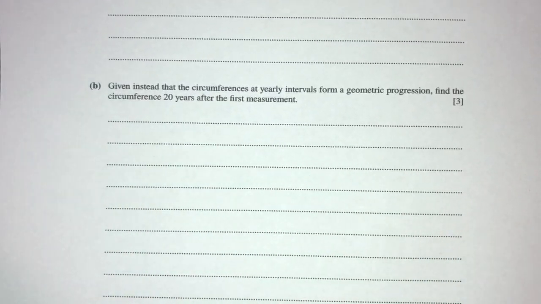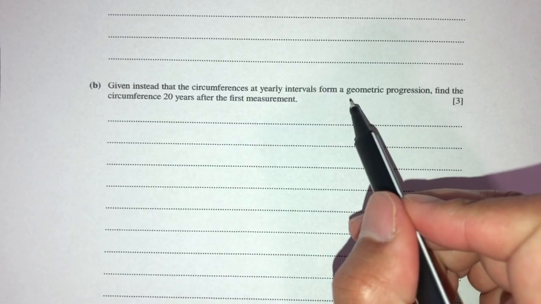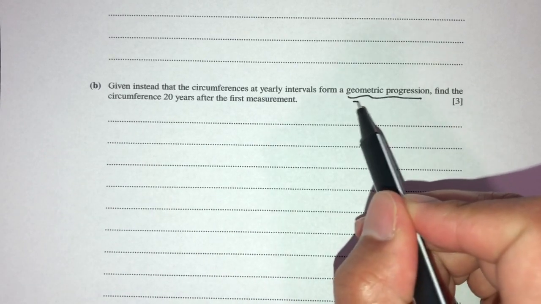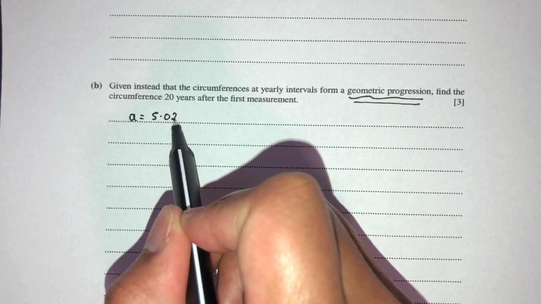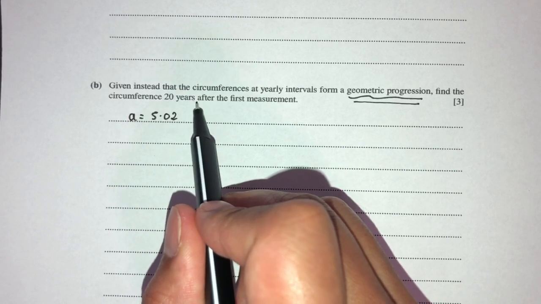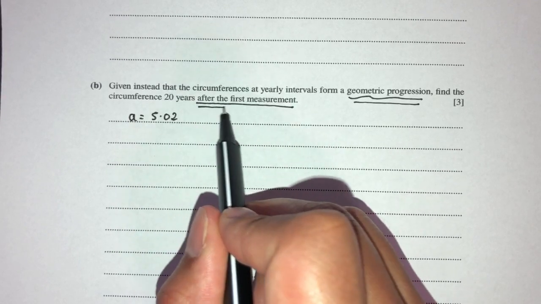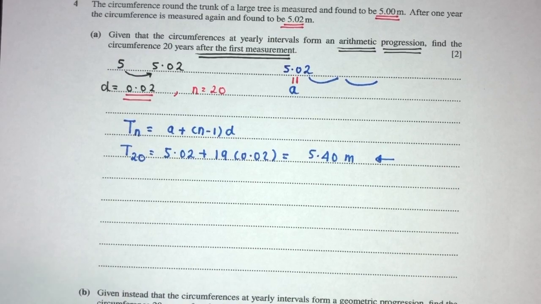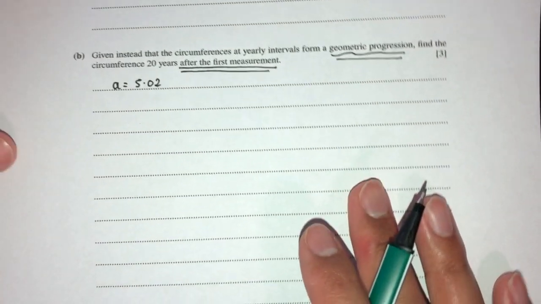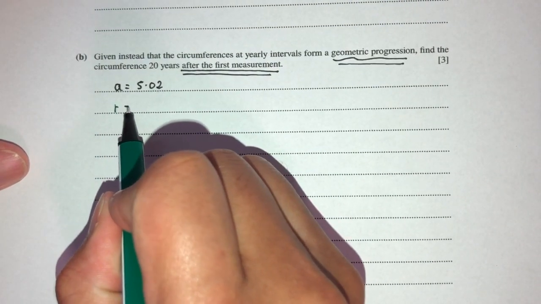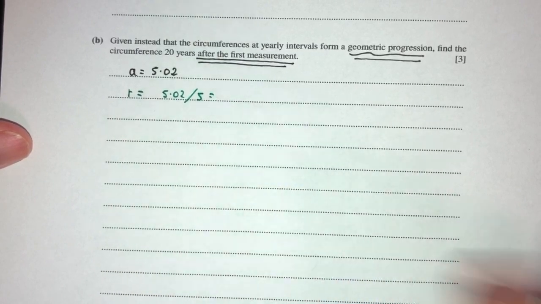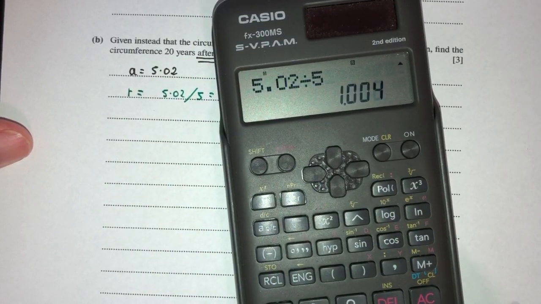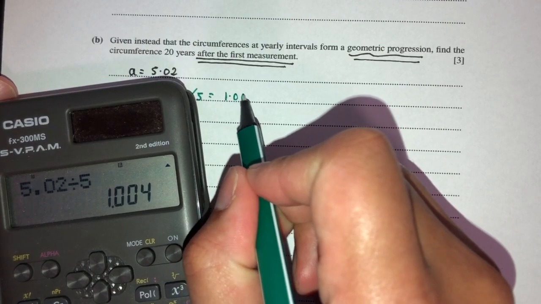So here we have what? Given instead the same thing, but here we have a geometric progression. So one more time, the first term here again will be the value of 5.02, because after the first measurement, we are ignoring the value 5 again right here. But now for geometric progression, we have the common ratio. What is that? It is the second value divided by the first. So let's see what happens. That should be 5.02 divided by 5. That'll be 1.004.